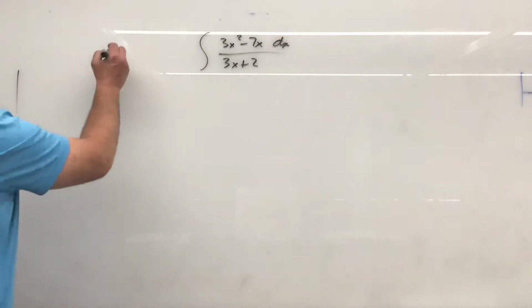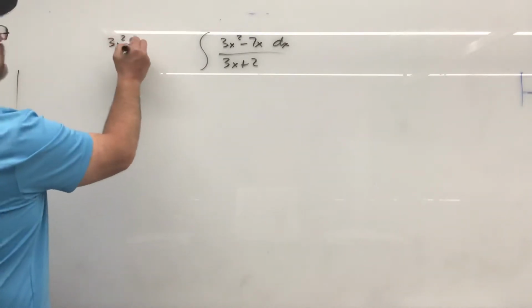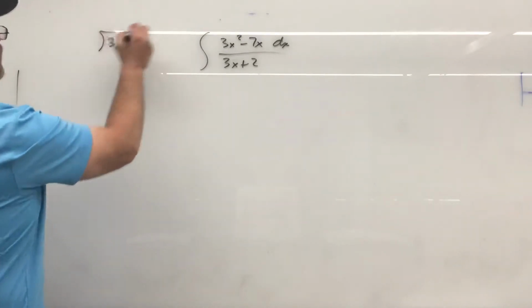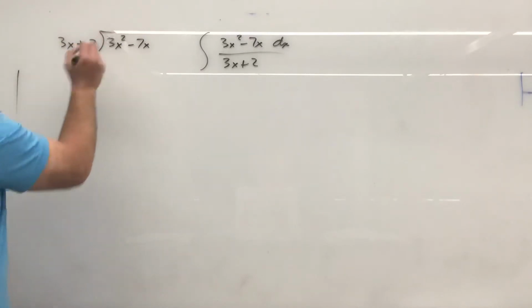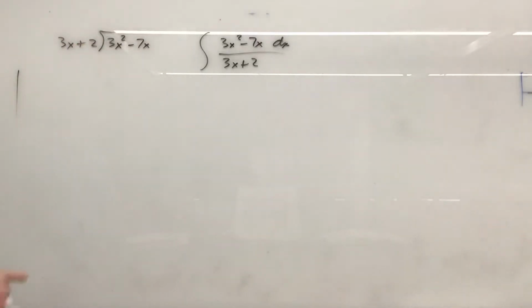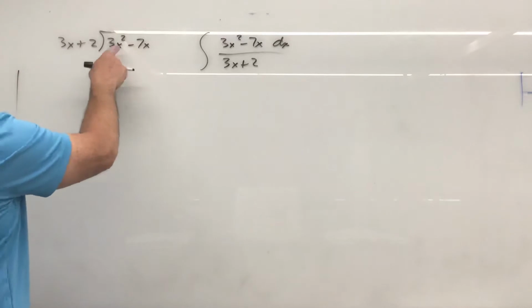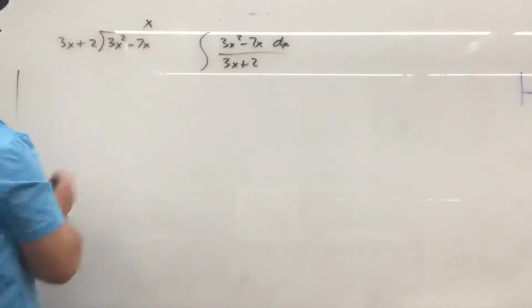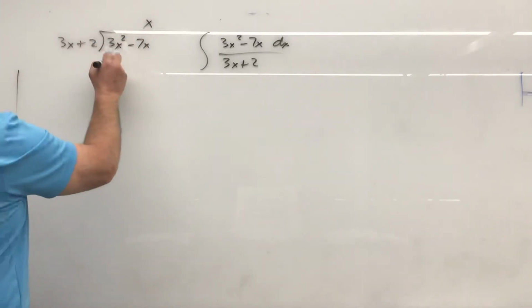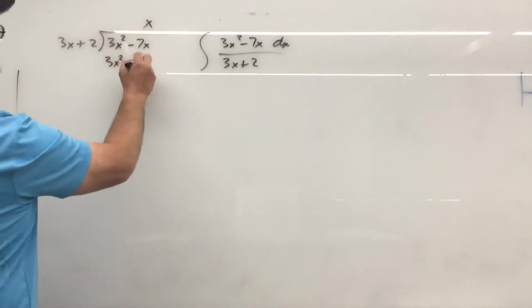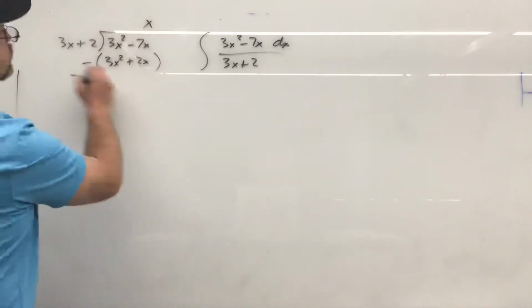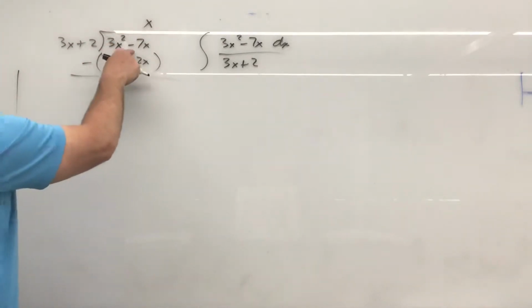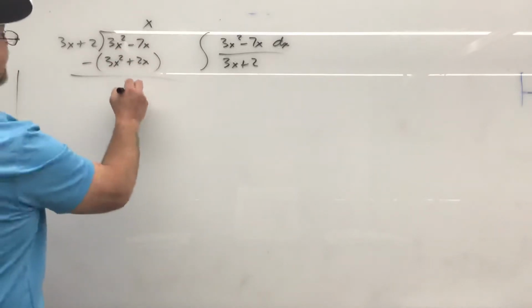So, long division here, I see 3x squared minus 7x divided by 3x plus 2. What do I need to multiply 3x by to get 3x squared? The answer is x. I put that in the x column here. X times 3x is 3x squared. X times 2 is 2x. I subtract. That goes away. Minus 7 minus 2 is minus 9x.